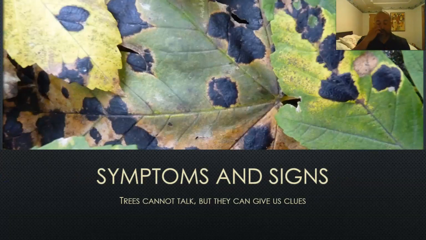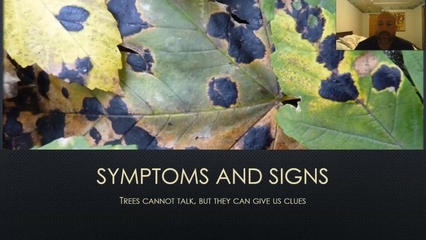So let's go over some basic symptoms and signs. Like I wrote down here, trees cannot talk, but they can give us clues. And if they're going to give us clues, we've got to be able to look at the clues and understand what they mean. Like when we look at these leaves right here in this picture, some of them have some yellowing. We see, obviously, the black spots. What is the tree trying to tell us?